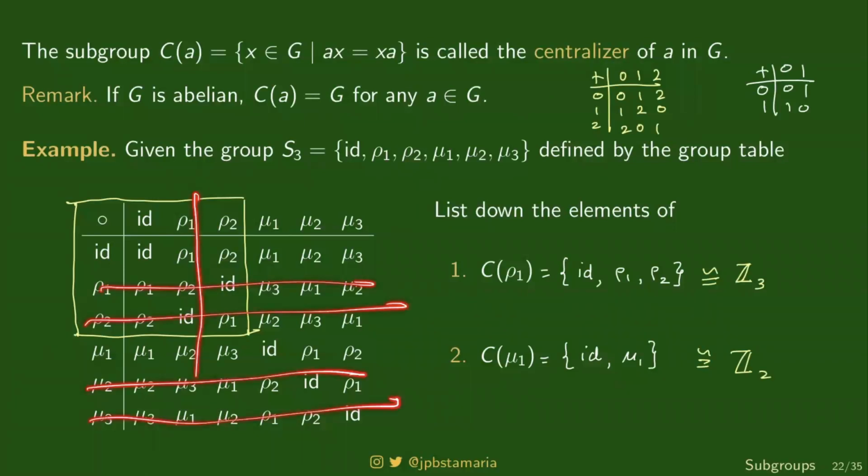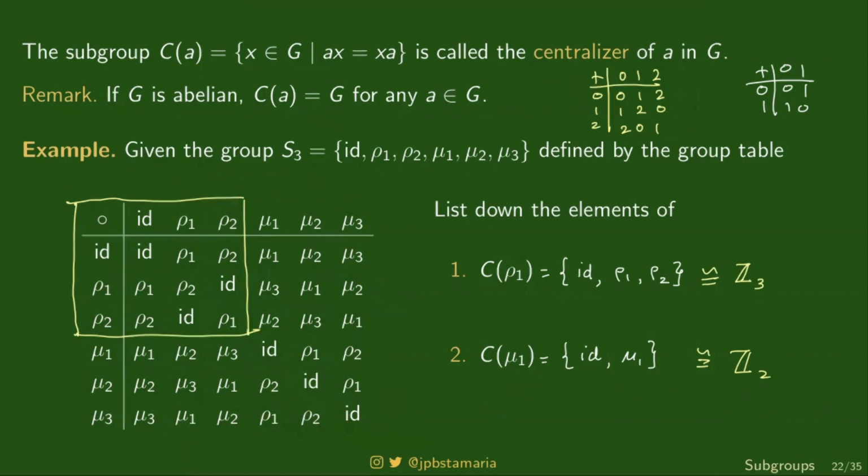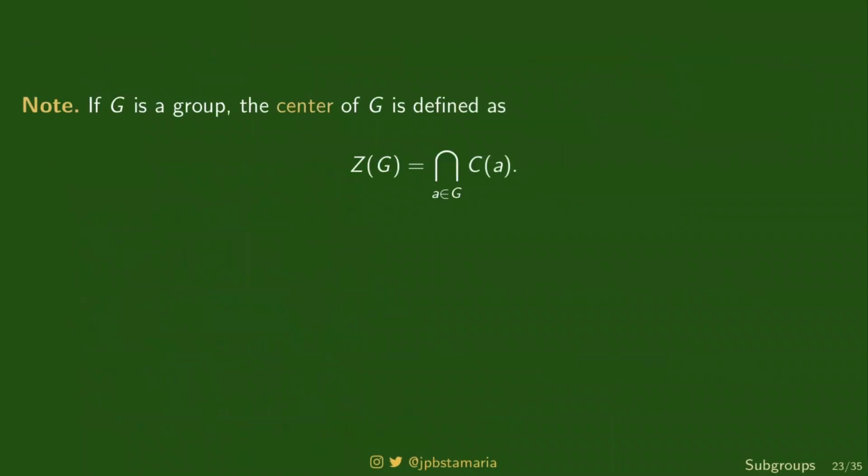Burahin mo ito. Kung may iwanan yung table mo, yan yung 0, 1, 1, 0. Parang ganun. Kaya isomorphic siya sa Z sub 2. When you can get the centralizer of any element, you will always get a subgroup. That's the idea of this concept.